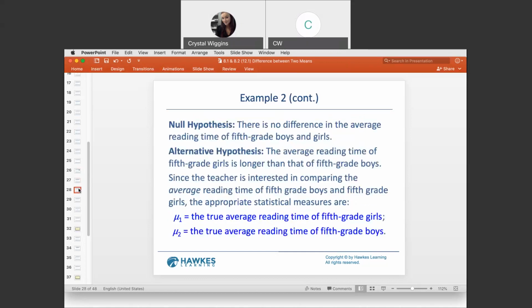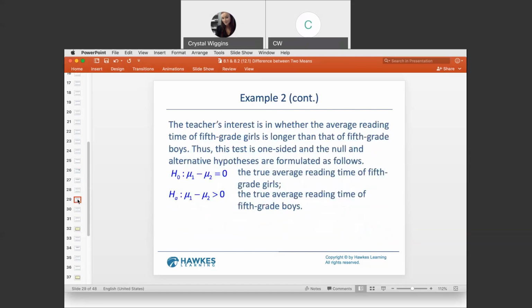The null hypothesis is still going to represent that there's no difference in the average reading times between the girls and the boys, while the alternative hypothesis will indicate that the average reading time of the fifth grade girls is longer than that of the boys. We'll let the first population be the girls and the second population be the boys. So we would set up the null and the alternative: the difference between the average reading times is nothing, meaning that they are the same. And the difference between the average reading times, notice that we're saying the girls minus the boys, is a positive number, meaning that the girls must have been bigger.